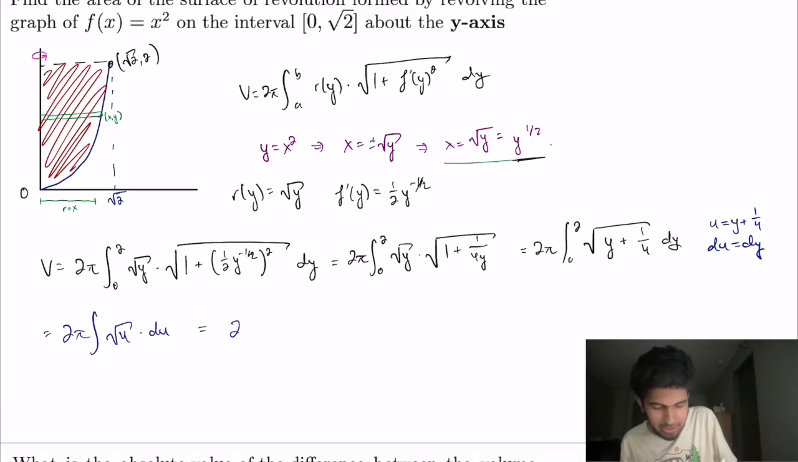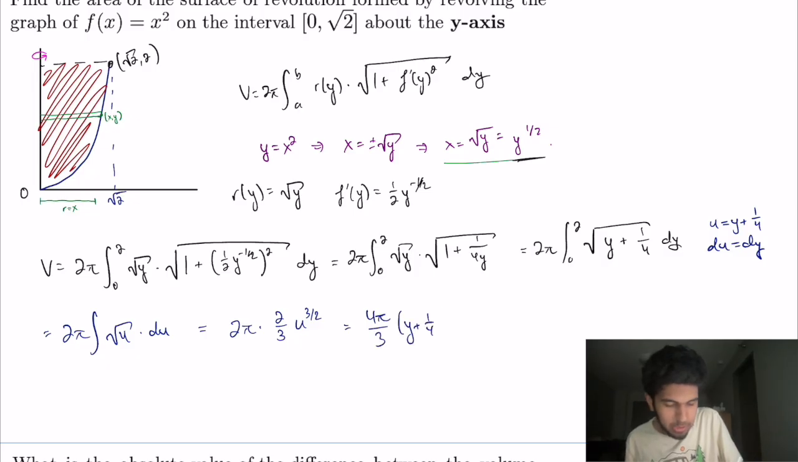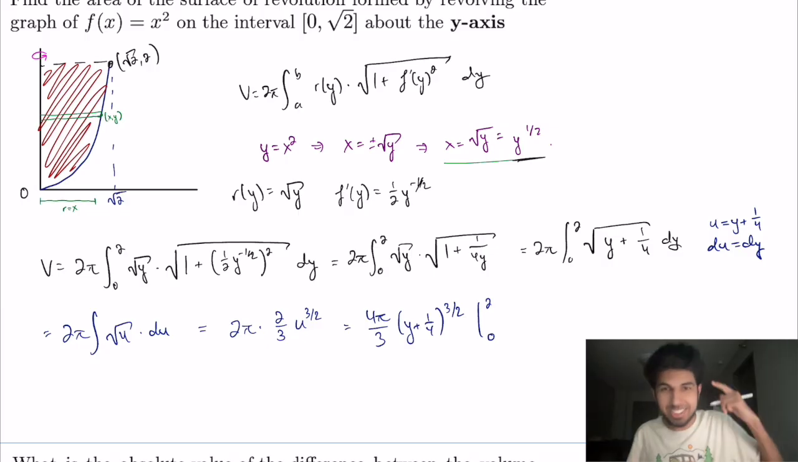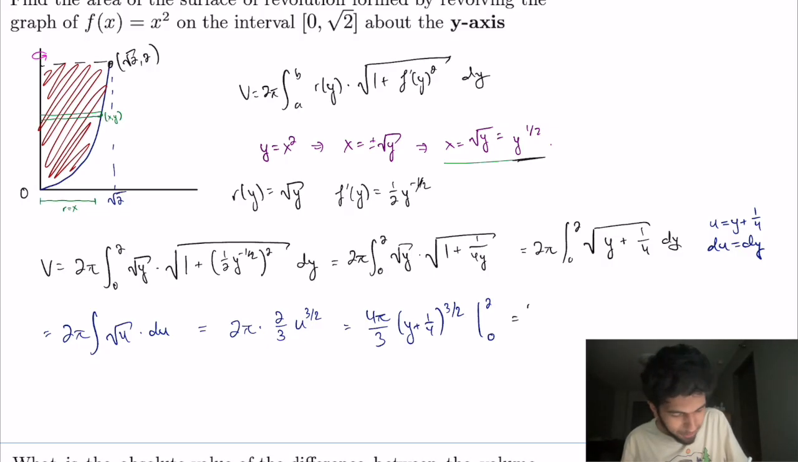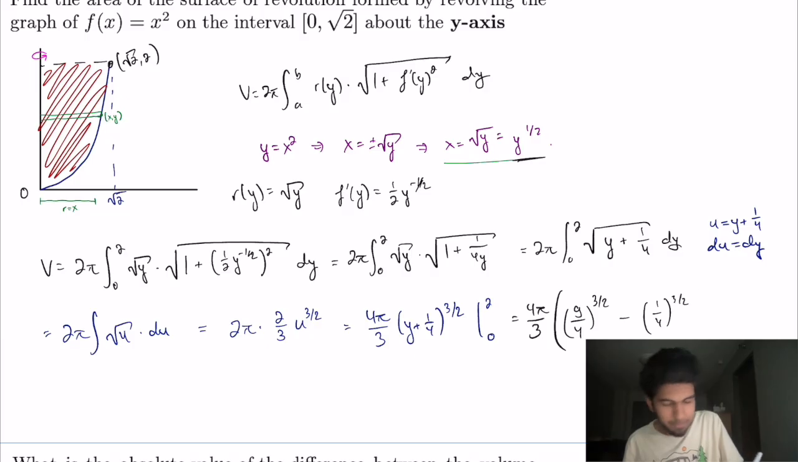We're left with 2 pi integral square root of u times du. We can integrate this. This is 2 pi times 2/3 u to the 3/2, which is equal to 4 pi over 3 times y plus 1 over 4 to the 3/2. We're evaluating this from 0 to 2. And in fact, you don't even need a calculator for this. You can do this with your brain and your hand, so let's do that. This is 4 pi over 3 times 2 plus 1/4 is 9/4 to the 3/2, and then we'll subtract 0 plus 1/4 is 1/4 to the 3/2.